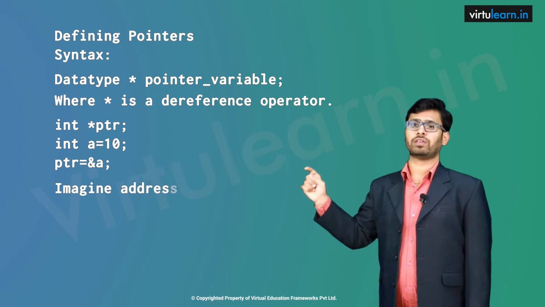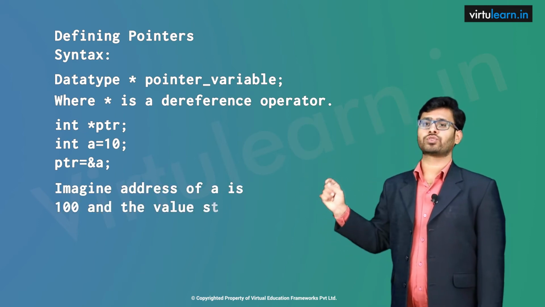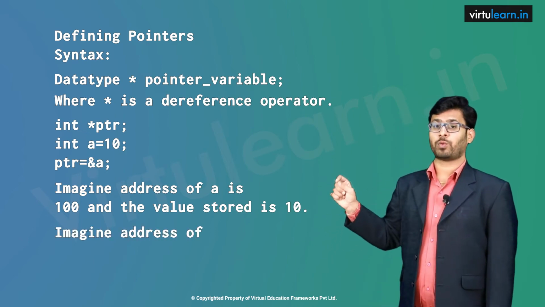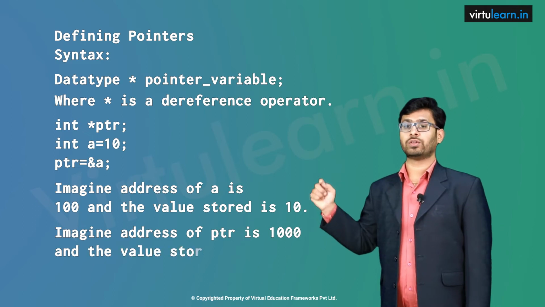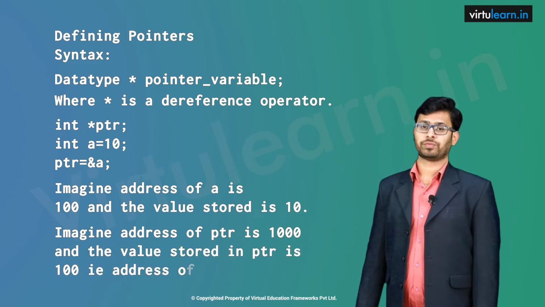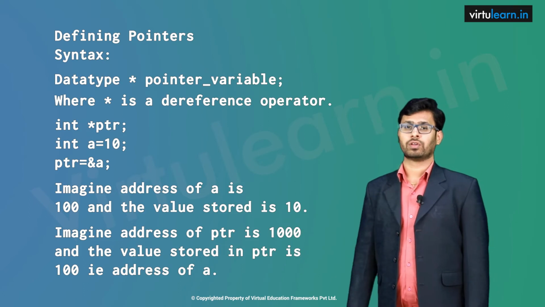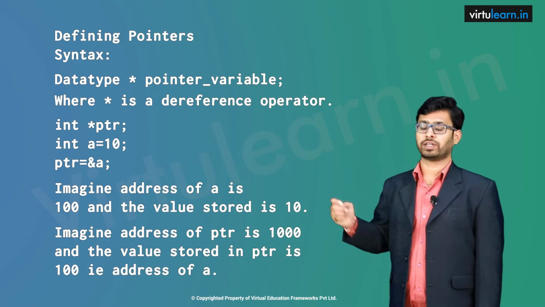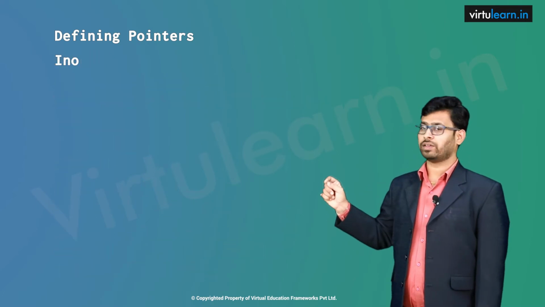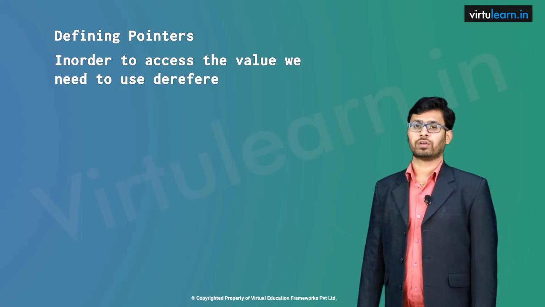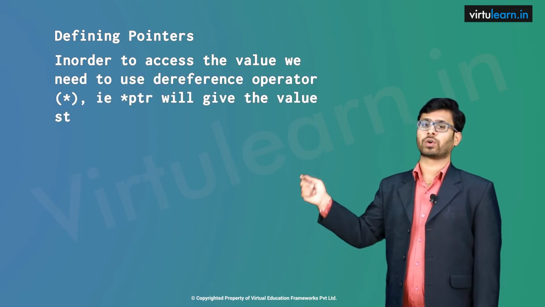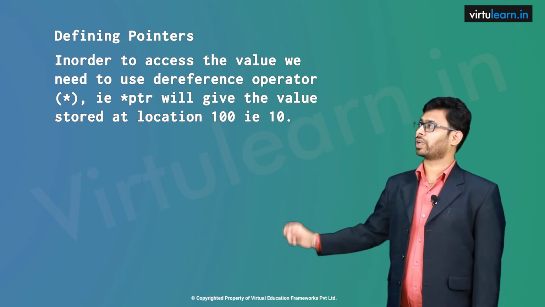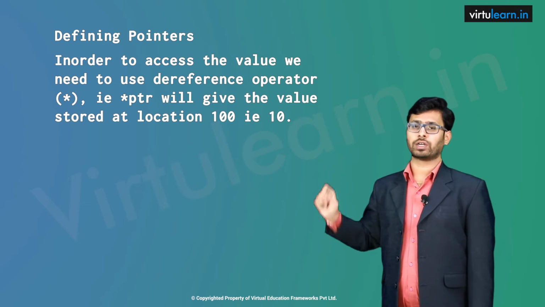Imagine the address of a is 100 and the value stored is 10. Imagine the address of the pointer is 1000 and the value stored in the pointer is 100, that is, the address of a. So in order to access the value, we need to use the dereference operator, that is star. We write *ptr, which will give the value stored at location 100, that is 10. So this is how we can define and access the values of a pointer variable.